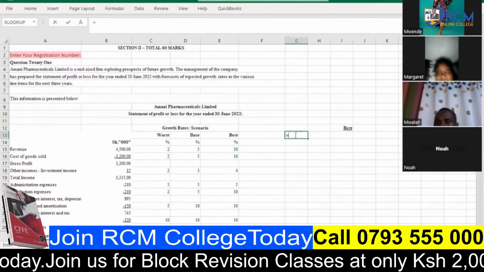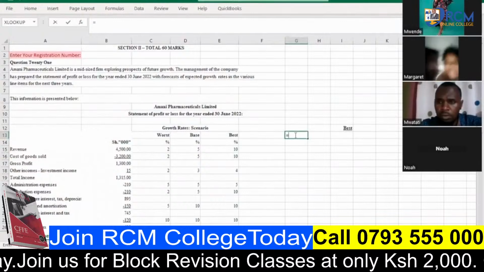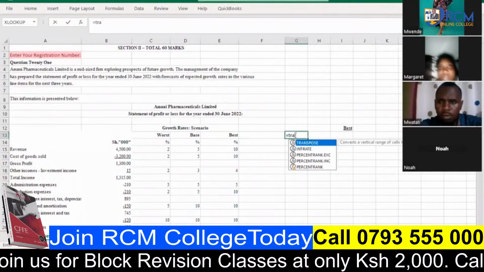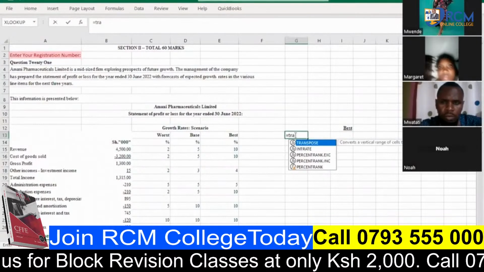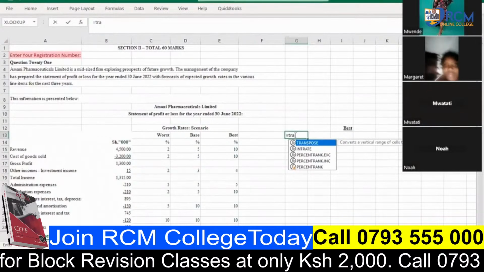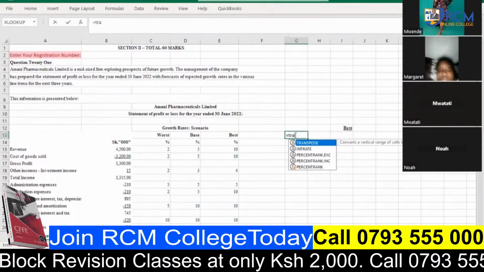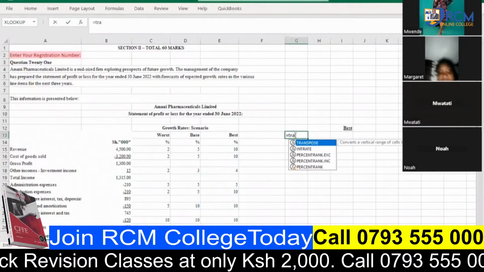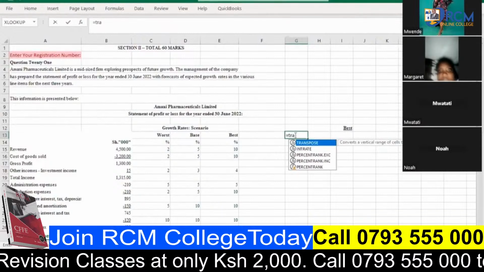Then let's get to transpose. The new version of Excel has got transpose. So let's see. What does it say? Converts a vertical range of cells to a horizontal range or vice versa. So that one qualifies to be an array function.